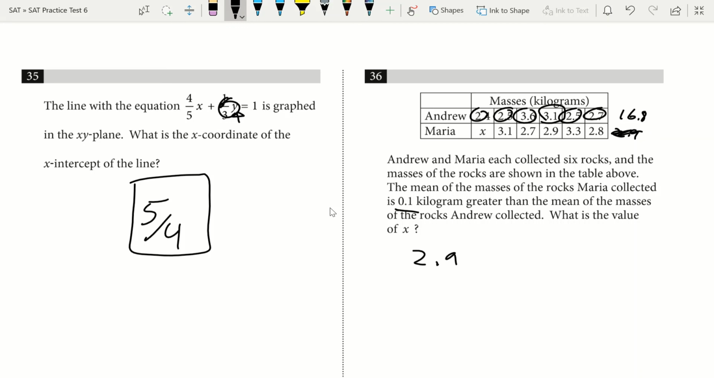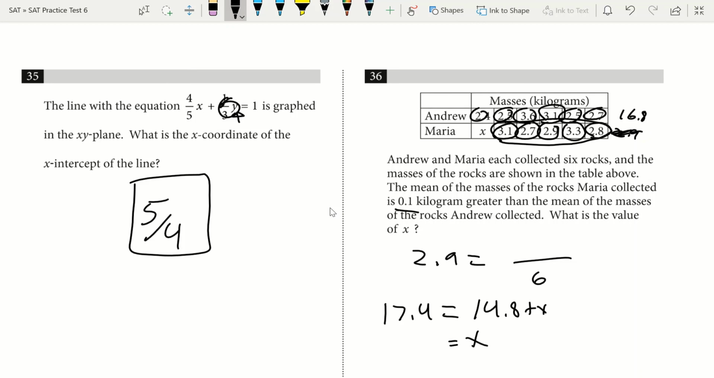So now I got to go ahead and set that equal to the sum over 6. I can multiply by 6 just to get rid of this. 6 times 2.9 is going to give me 17.4, right? And that's going to equal the sum of all of this plus x. All right, so looking at this, I see I've got 3.3 and 2.7. I'm going to add those to get 6. And then I've got 2.9 and 3.1. I add those to get 6. I'm at 12. 12 plus 2.8 is going to give me 14.8. So now I got 14.8 plus x. I subtract 14.8 from each side, and now I'm going to get x is equal to 2.6.